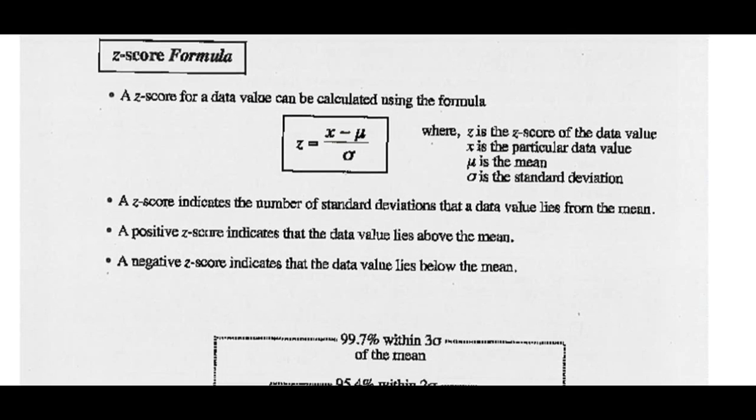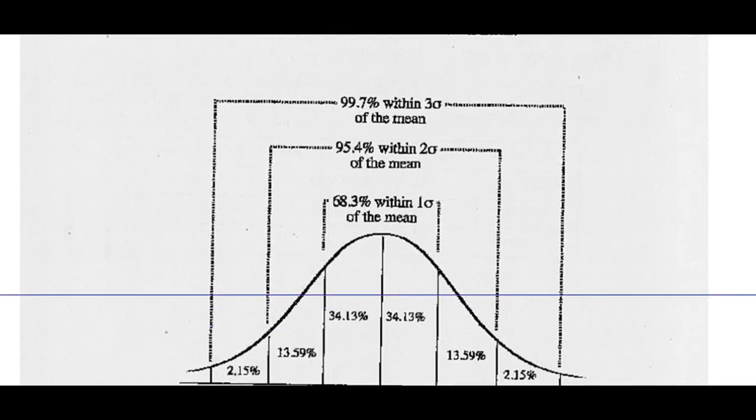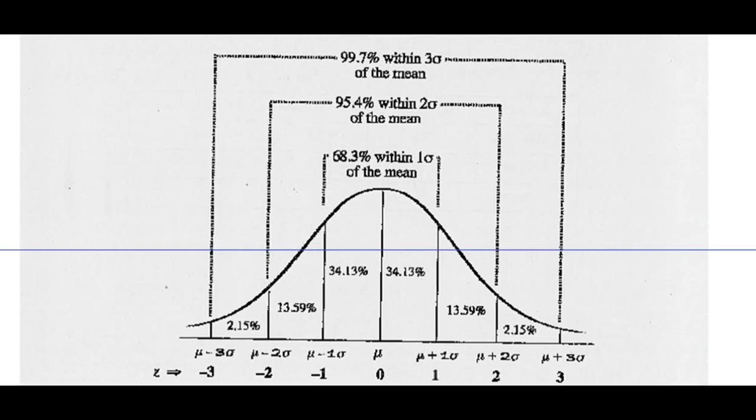Here's our z-score formula. You will find this on your formula sheet, and it has all the variables identified for you right here. Z is the z-score, x is the particular data value, mu is the mean, and sigma is the standard deviation. A z-score indicates the number of standard deviations that a data value lies from the mean. A positive z-score means it's above the mean, a negative z-score means it's below the mean. All right? So there is our normal curve listed as a standard normal distribution with z-scores. So a standard normal curve uses z-scores.